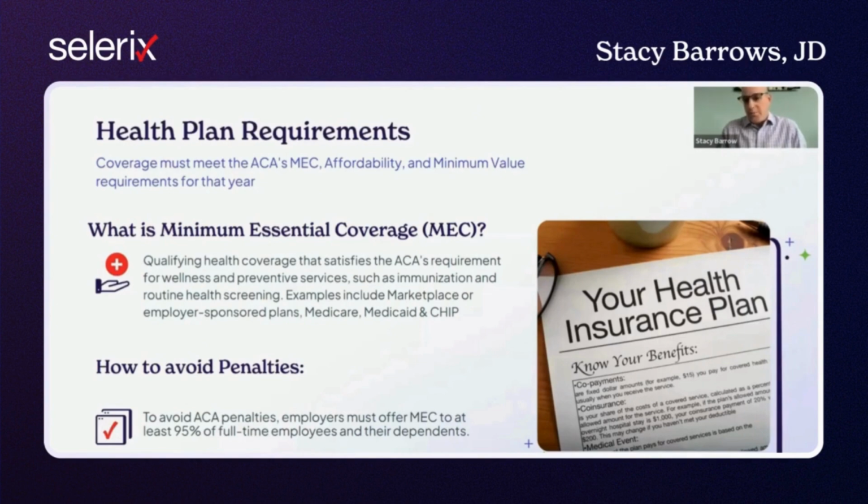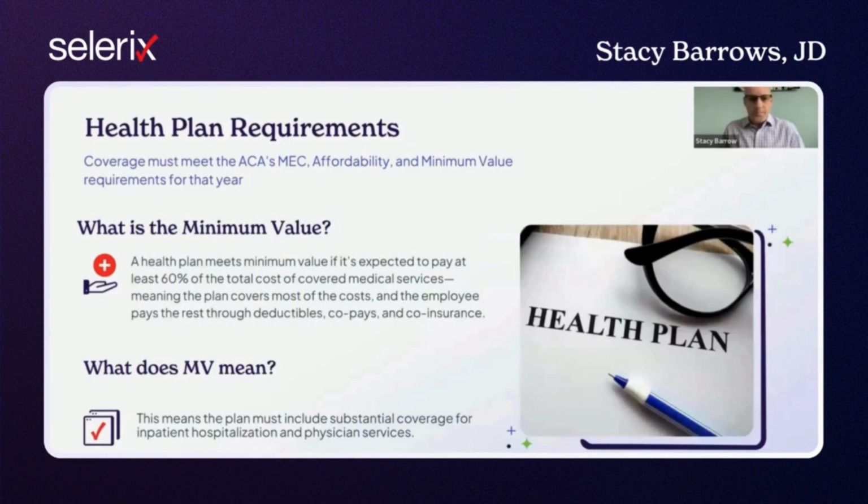And minimum essential coverage is basically any employer-sponsored group health insurance. It also includes other forms of coverage that people might have, like marketplace coverage or Medicare or Medicaid. But from an employer perspective, you need to offer coverage that is minimum essential coverage. And that really just means that the plan offers coverage for certain preventive care services. You're essentially breaking the ice and at least offering some form of group health plan coverage. And then the secondary penalty is based on whether that coverage you offer is affordable and minimum value.